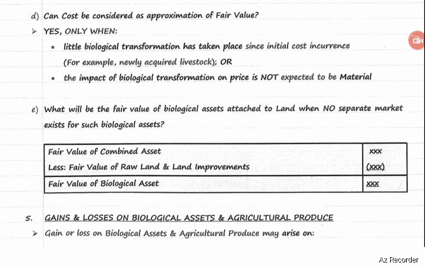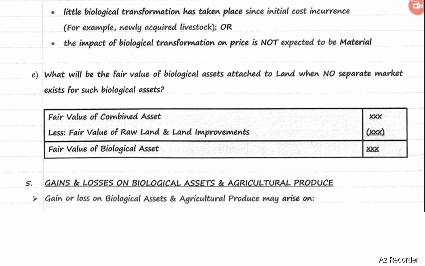Next, can cost be considered as approximation of fair value? Answer is yes, only when little biological transformation has taken place since initial cost incurrence, for example, newly acquired livestock, or the impact of biological transformation on price is not expected to be material. In these cases, cost can be considered as approximation of fair value.